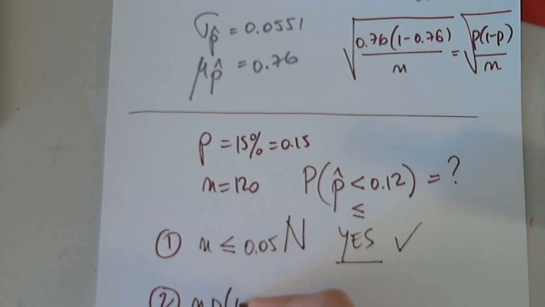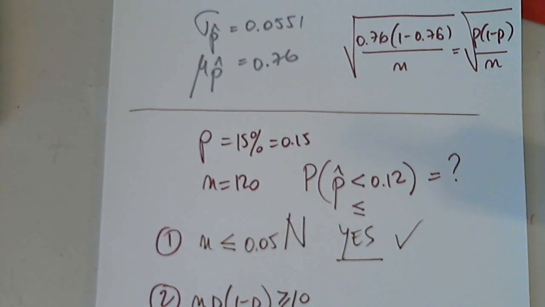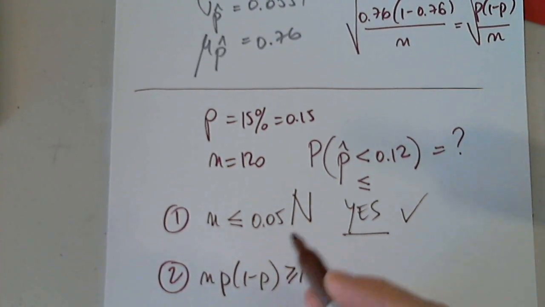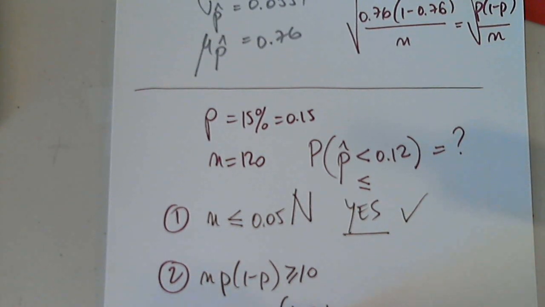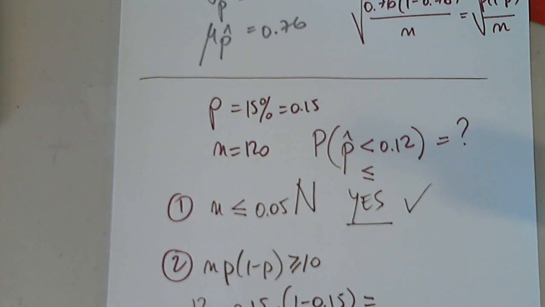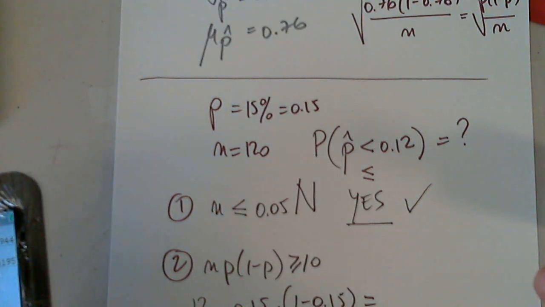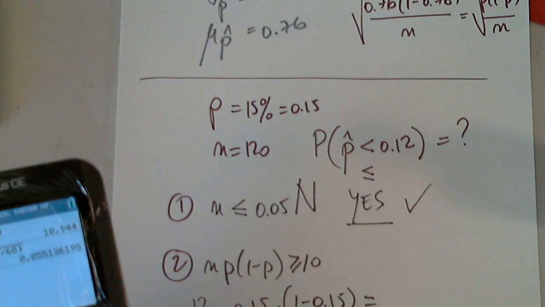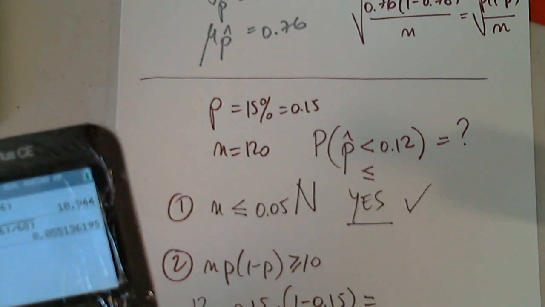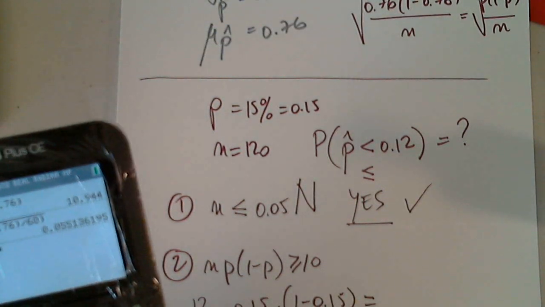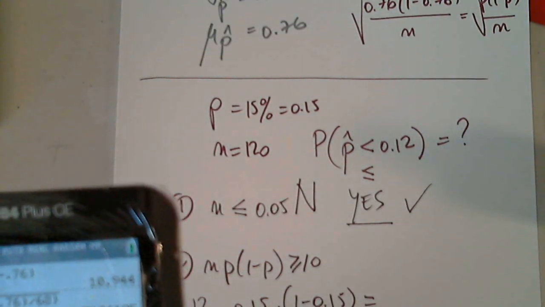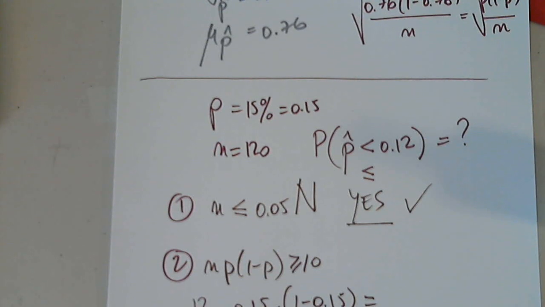Now, n times p times 1 minus p has to be at least 10. If it isn't, then I'll say, sorry, I don't know how to give you the proportion, the percentage. Sorry, I can't have it. So n is 120, p is 0.15, times 1 minus 0.15. If this is not at least 10, then I'll say, sorry, the assumption for normality is not fulfilled. So 120 times 0.15 times 0.85, and I got 15.3. Good enough. The normality is okay.